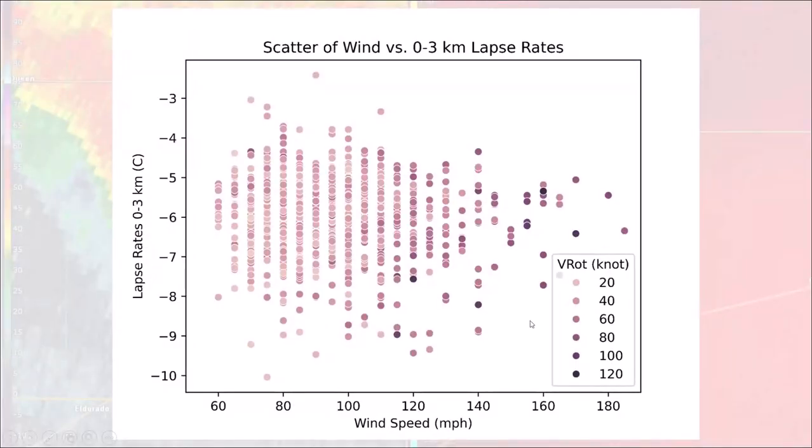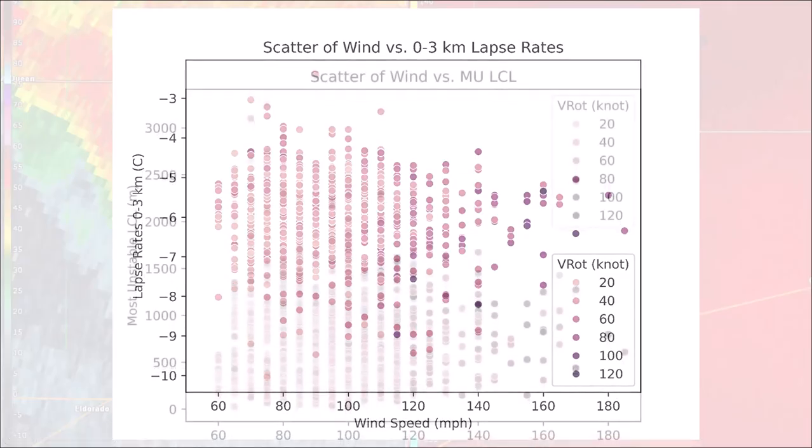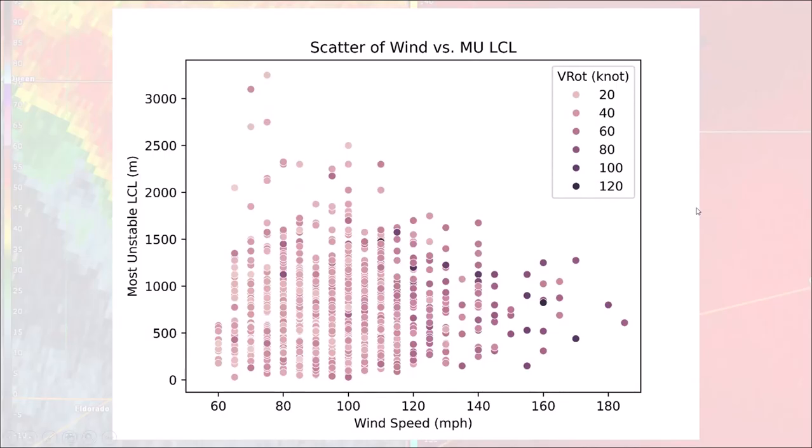And as you get higher up in lapse rates, you get that spread in kind of the opposite direction. So you need to collect more samples and see if this is some relevant pattern here. And then here's a plot for the most unstable parcel LCL.